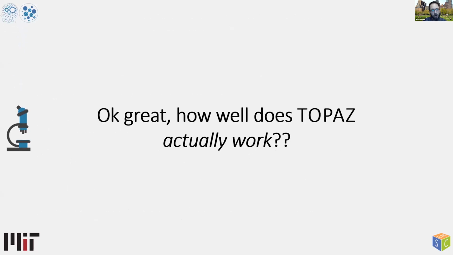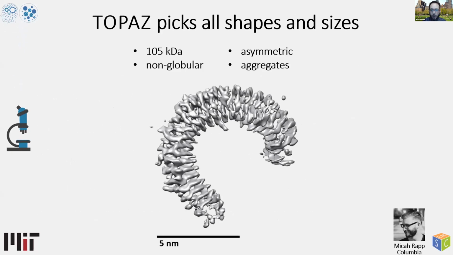Okay, great. How well does Topaz actually work? So as I've shown before in previous slides, there's this weird shaped particle that we had. This was in collaboration with Micah Rapp, a grad student over at Columbia, and Larry Shapiro's lab. This particular particle is shaped kind of like a question mark. It's asymmetric, it's non-globular, it's about 100 kilodaltons, and it aggregates. It's got all these problems. And so what Micah did is he just, without even asking us for help or anything, went to the GitHub website for Topaz and just followed the generic workflow.